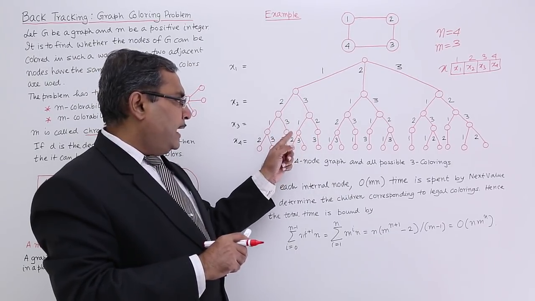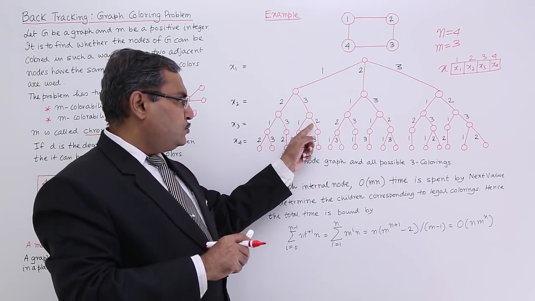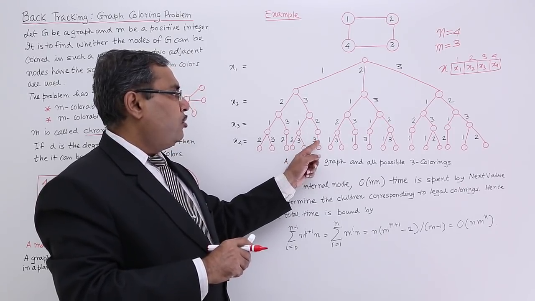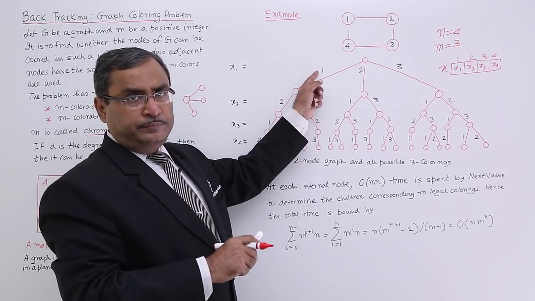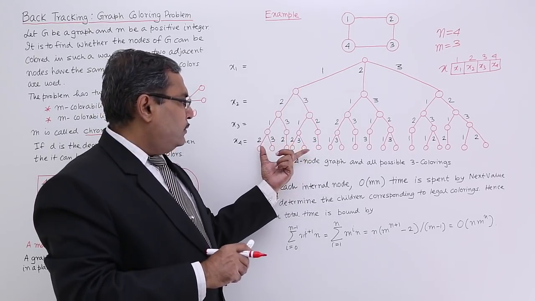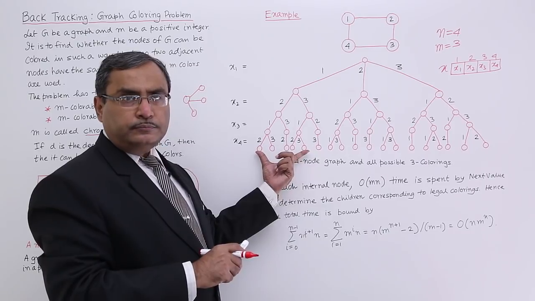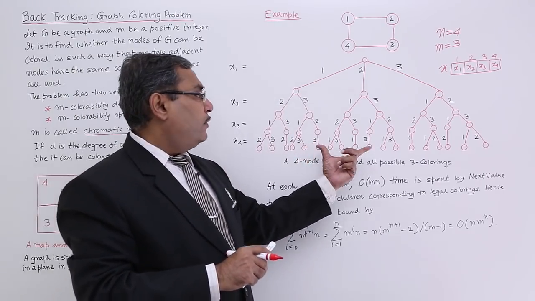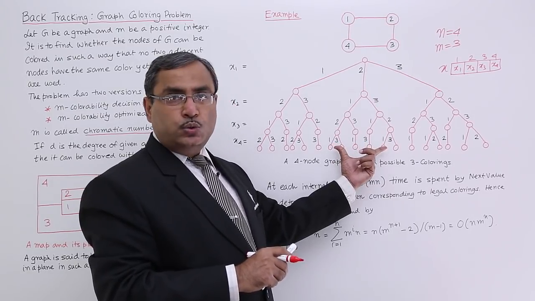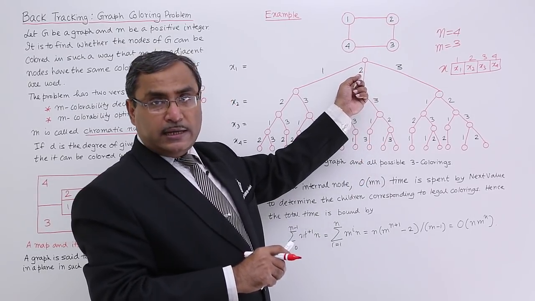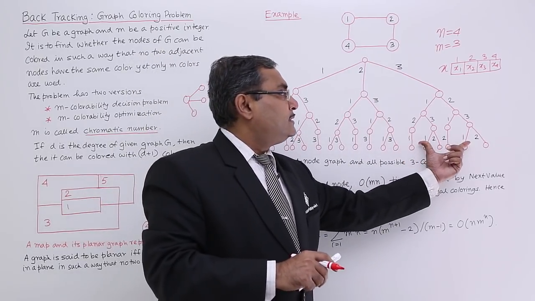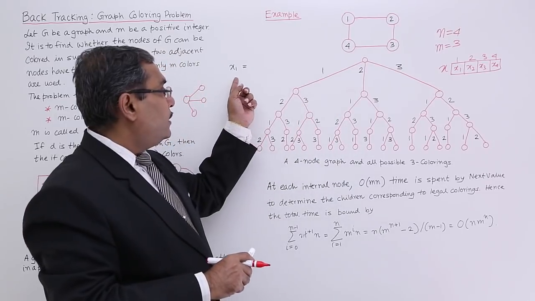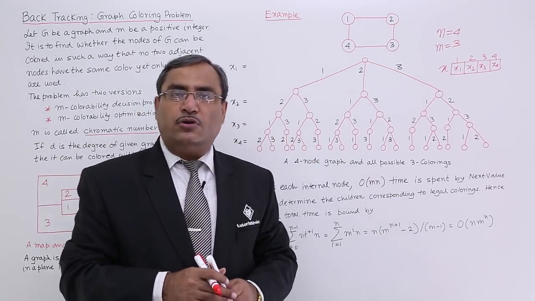If it is 1, then I can go for 2 or 3. But if it is 2, I cannot go for 1 and 3. Why? Because 1 is the color given. So here you cannot go for x4 equal to 1, because 1 has been given to node number 1. For these cases, you cannot expect 2, because node number 1 has got the color 2. For these cases, you cannot use 3, because node number 1 has got the color 3, it is x1. So in this way, you are making all the solutions.